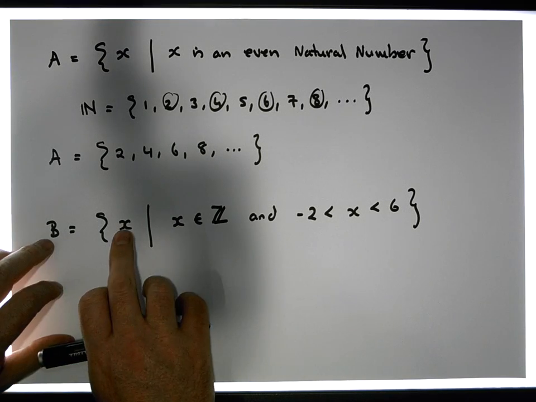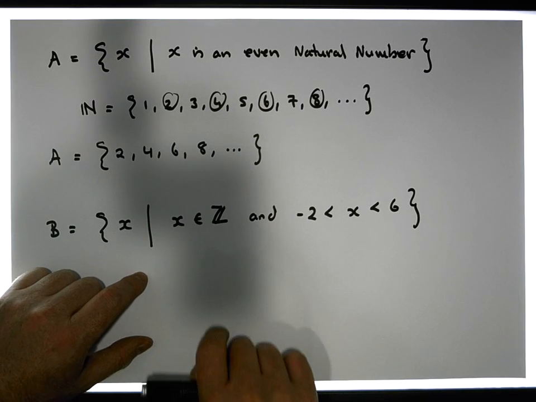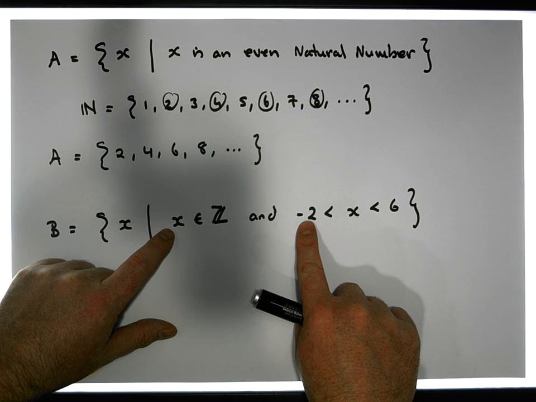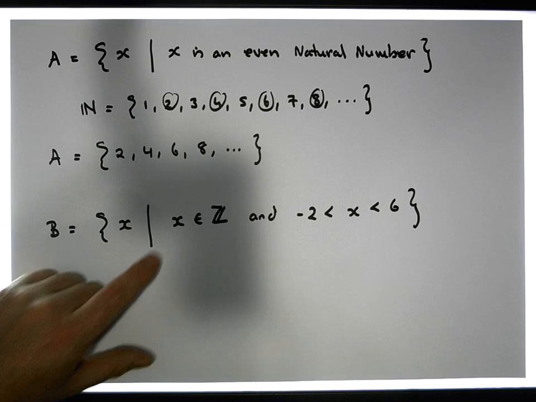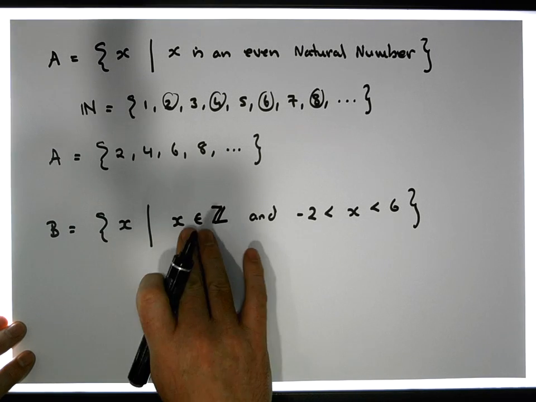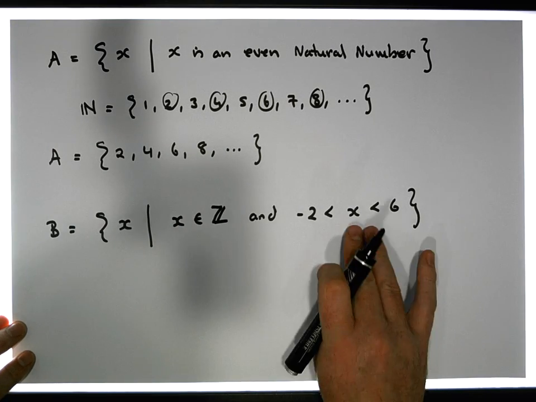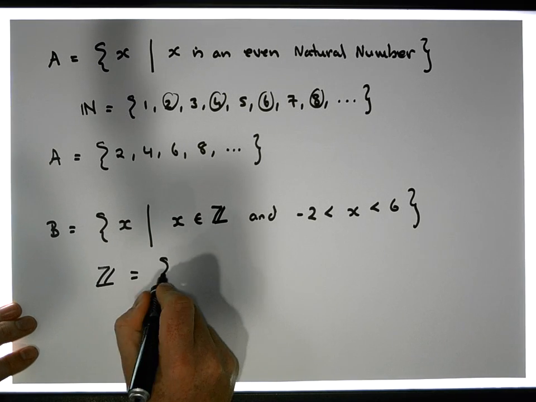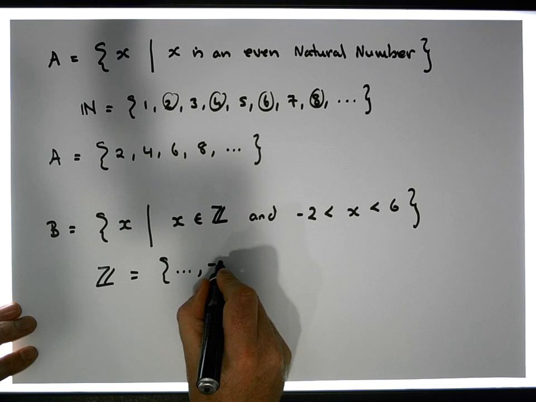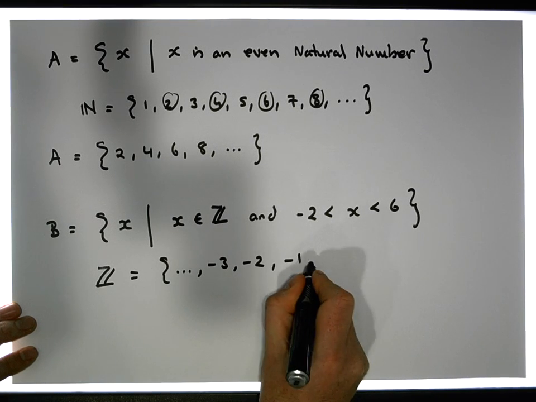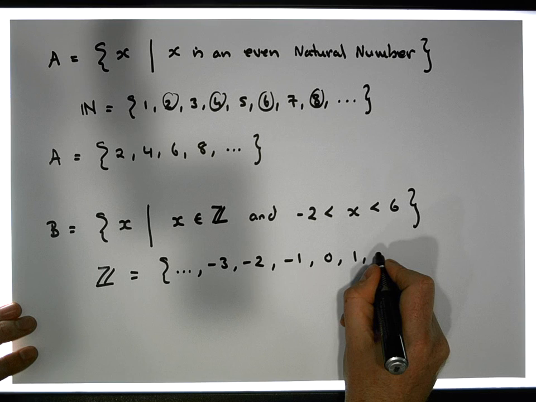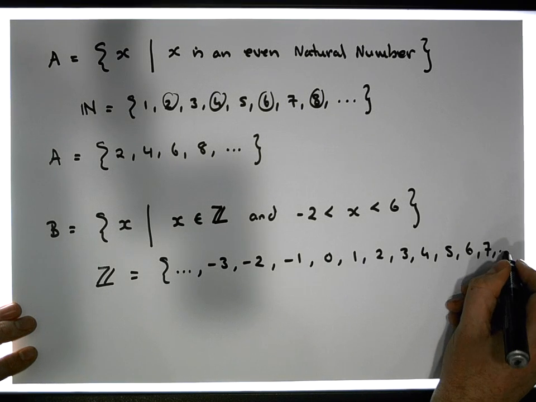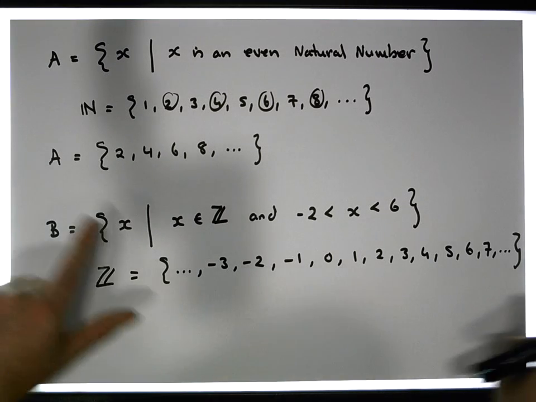So the elements in the set need to meet these conditions. It needs to be an integer, and the integer must be bigger than -2 and less than 6. So the only things that can go in here are integers with another condition and another condition associated with them. So let's consider the integers. In roster notation, the integers are things like -3, -2, -1, 0, 1, 2, 3, 4, 5, 6, 7, and so on. There's my integers. I can keep going out in both directions.